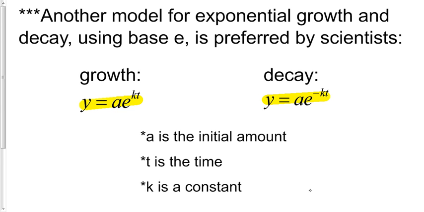So another model for exponential growth and decay using base e is actually preferred by scientists. A lot of times the scientists will solve radioactive decay problems, a fossil decaying in the ground or whatever it happens to be. So these models are just another option that we have using the base e. In these formulas, you have y equals a times e to the power of kt. That's your growth formula. The difference in the decay formula here is you've got a negative k in your power. A times e to the negative kt power. A is the initial amount again. t is the time. k is some constant. Any number could be k.